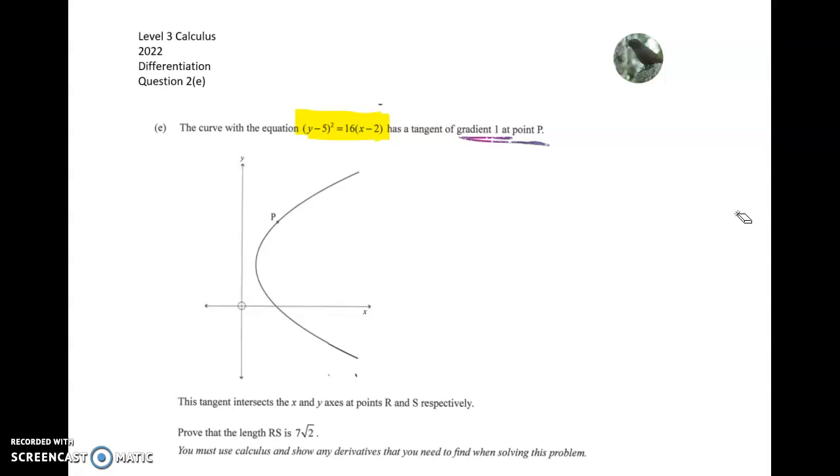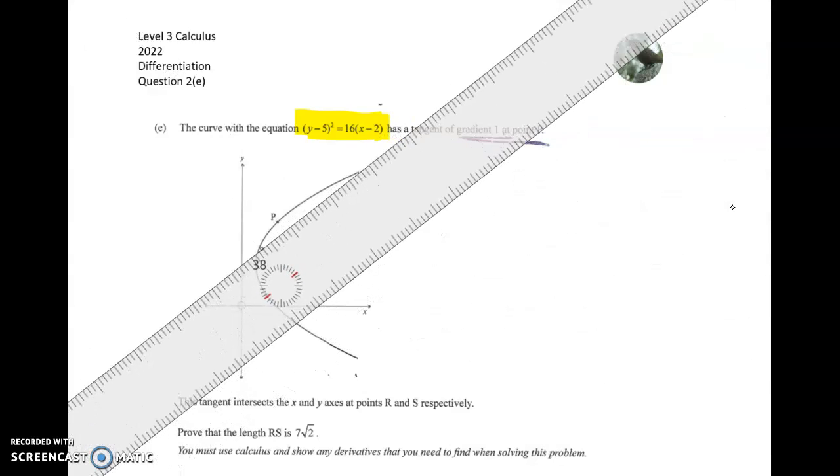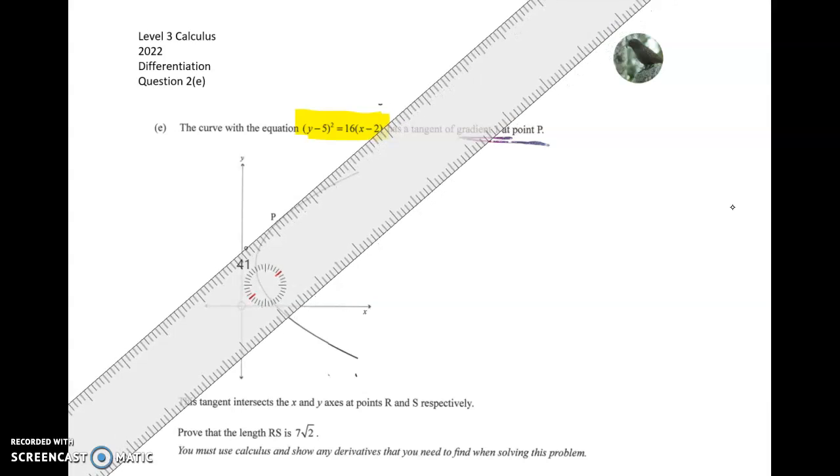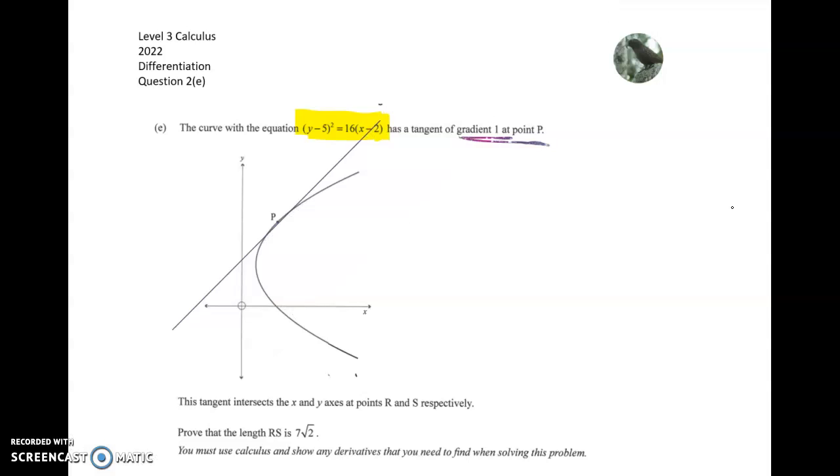We're told that the tangent intersects the x and y axes at points R and S respectively. So let's grab our ruler and draw on roughly where that tangent is going to be. Assuming that the scales are the same, which is always good, we know that the tangent, oh look, it tells me exactly where it is. Let's try and draw that line in now. Oh, well, that's not quite a tangent, but it's pretty close. Okay, so here's point P, and it intersects the x-axis at point R, which is here, and the y-axis at point S, respectively. And what we have to prove is that the length RS is 7√2.